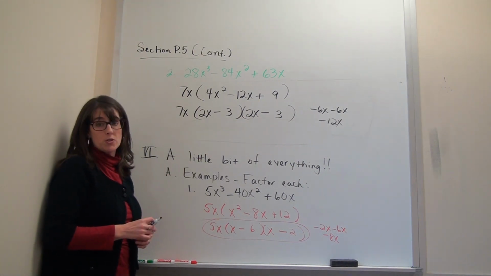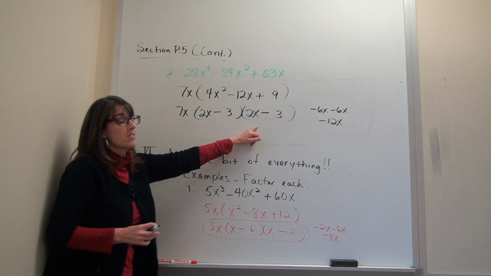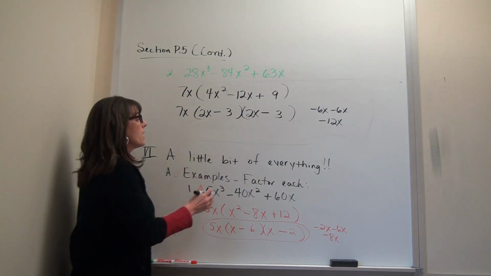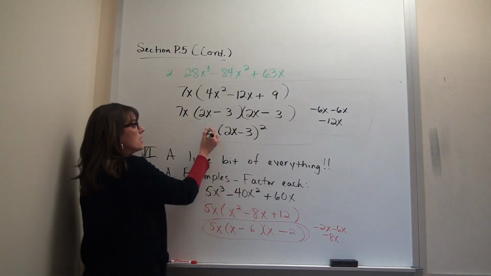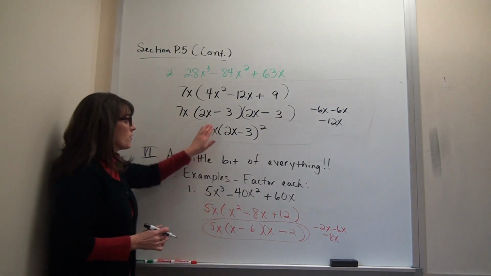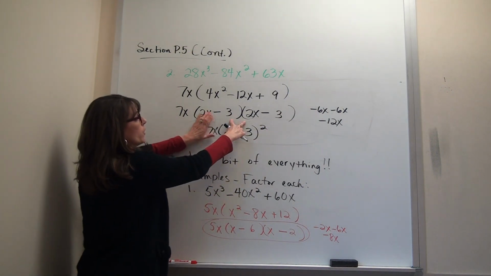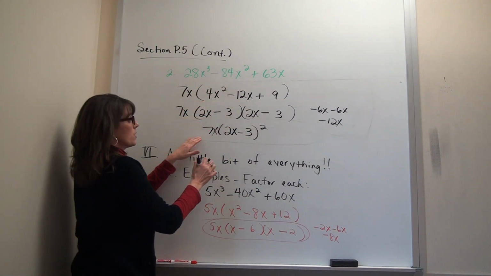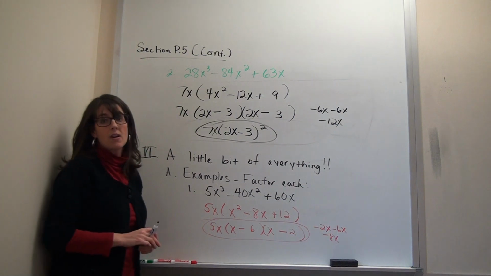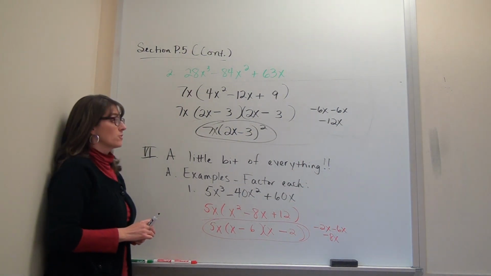It's very important that you keep your eyes open, noticing that I've got the same thing here. And when I have the same thing, then I need to write it as quantity squared, keeping that 7x in the front. Because remember, if this is all I have, I'll FOIL it here, but that'll only take me to here, and I need to get all the way back to the beginning. So it's very important to retain that 7x in there. That is completely factored.